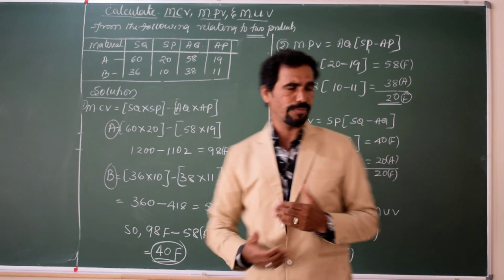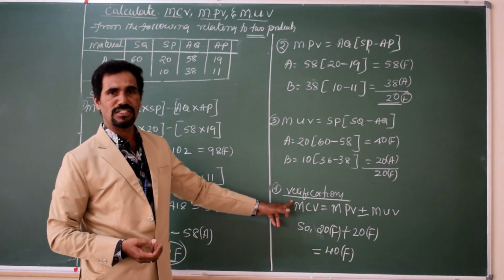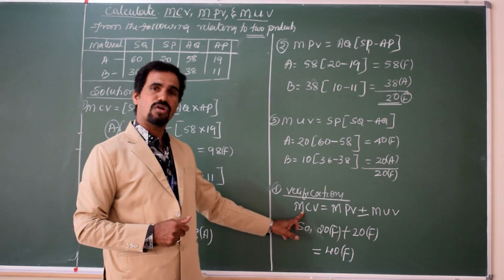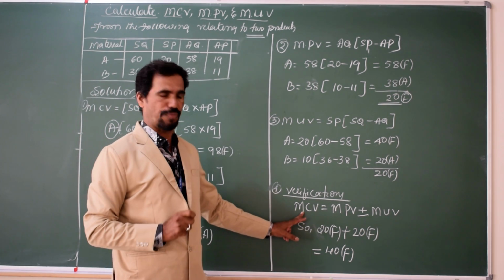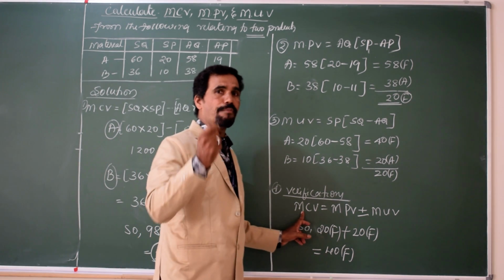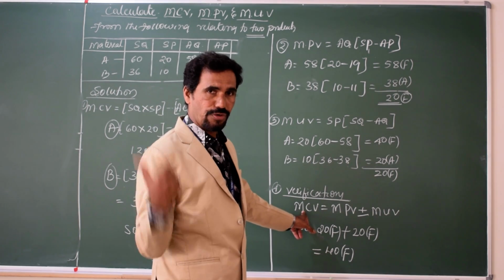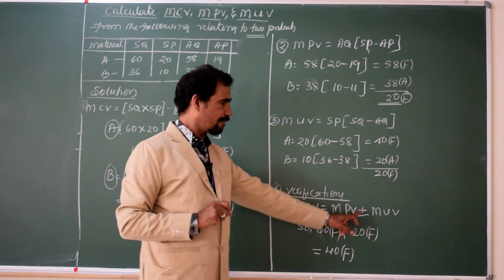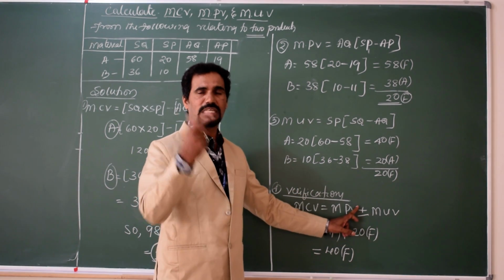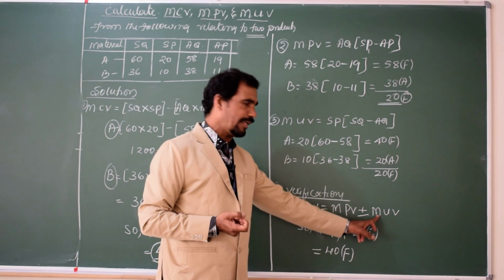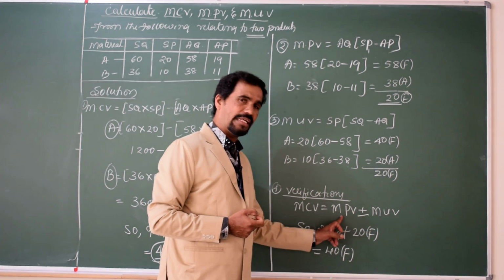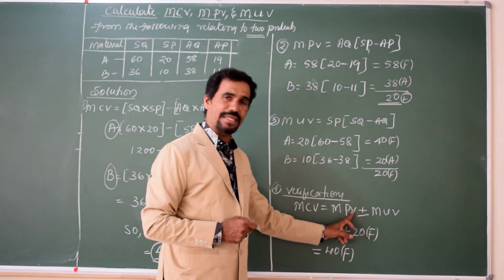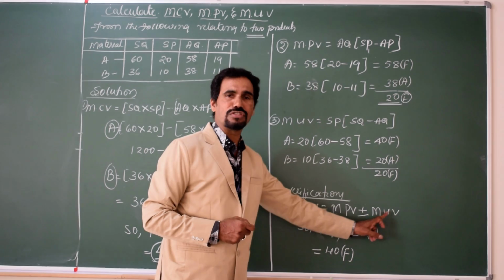Come to the verification column. Now the final step is verification. We are going to find out the material cost variance, because I already told you material cost variance is 40, so is it 40 or not? Material cost variance equals material price variance plus or minus, either favorable or adverse, material usage variance.